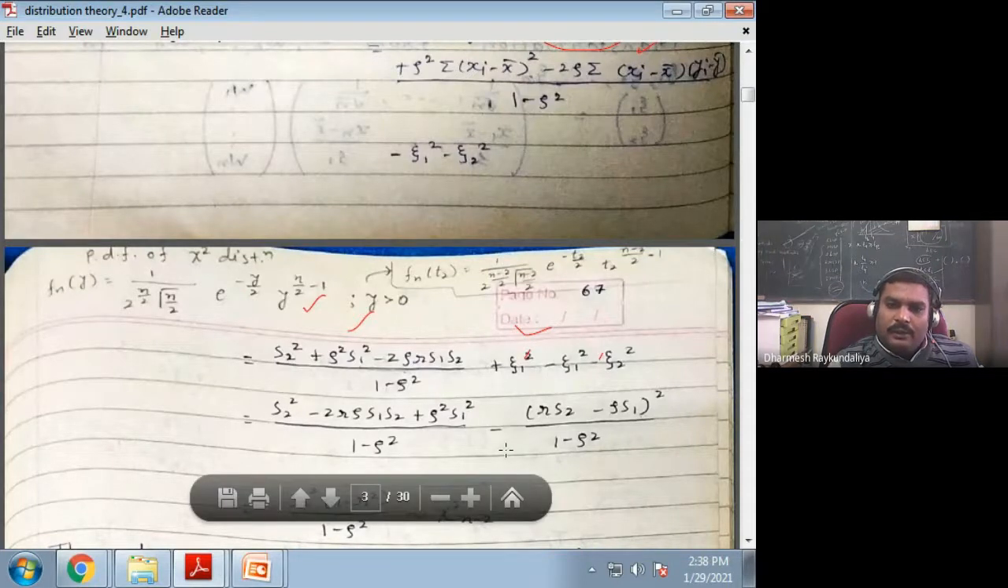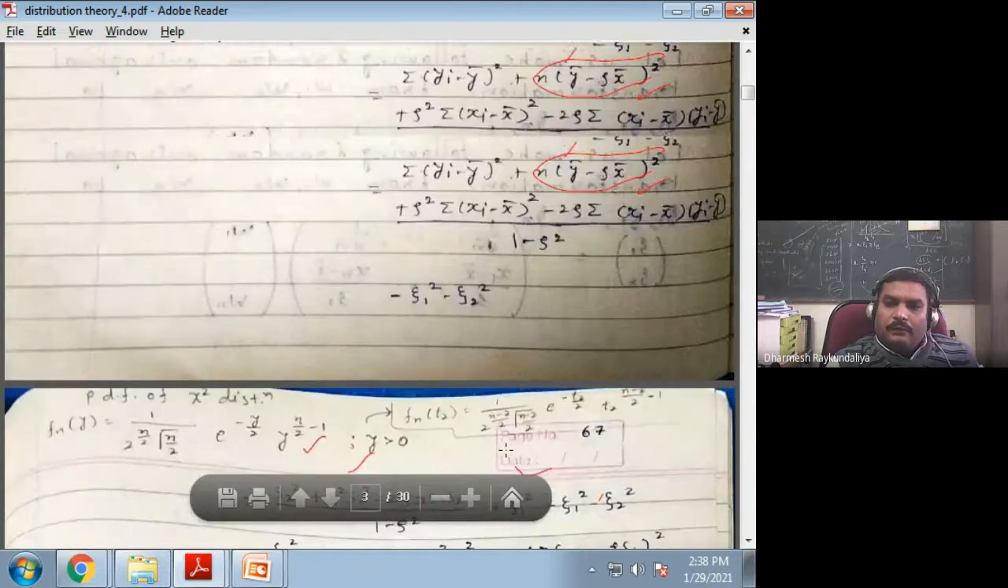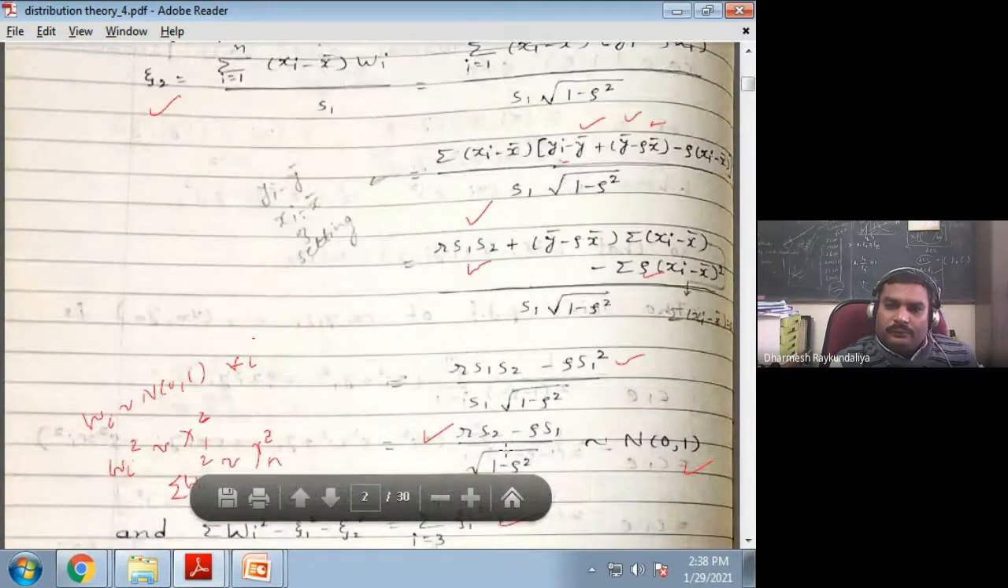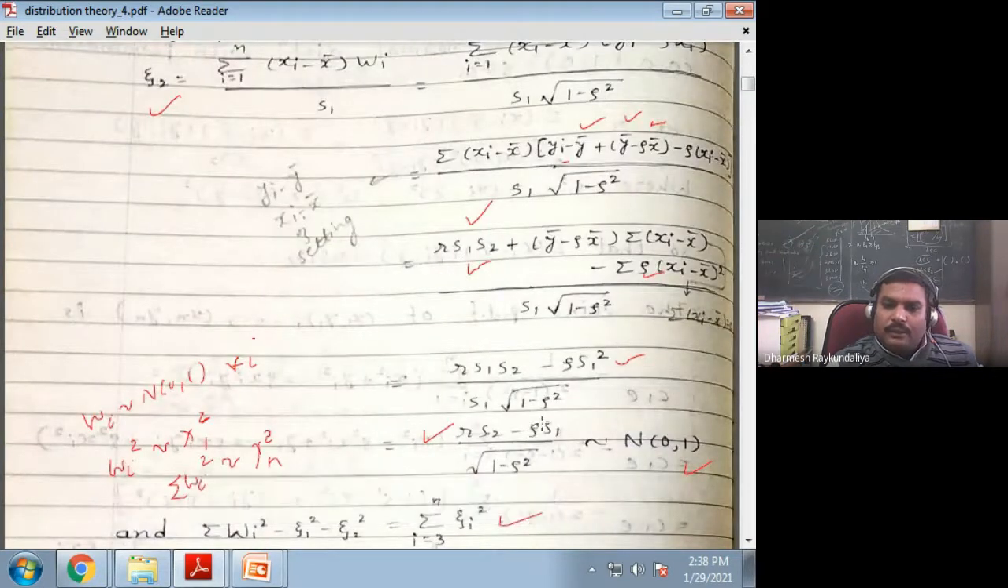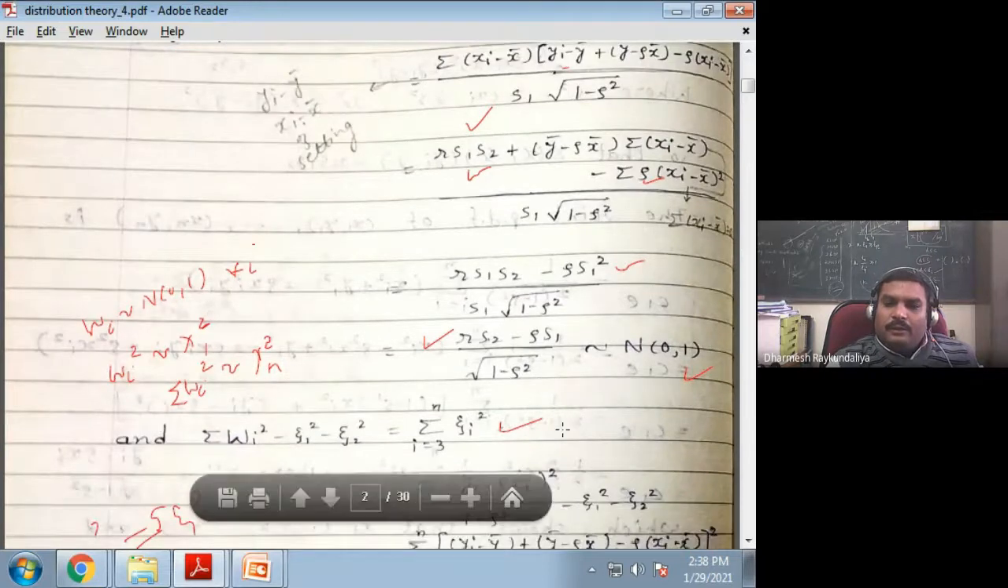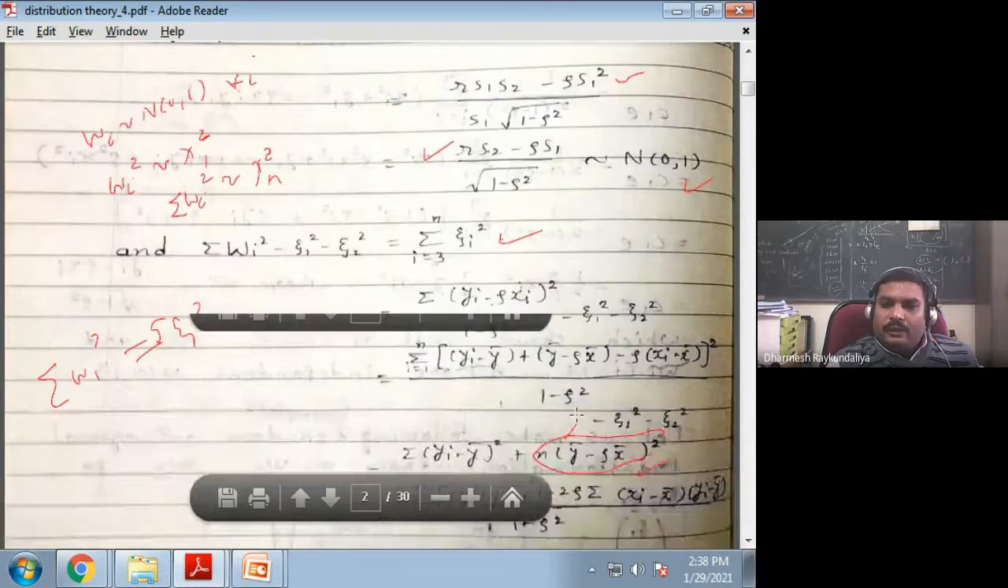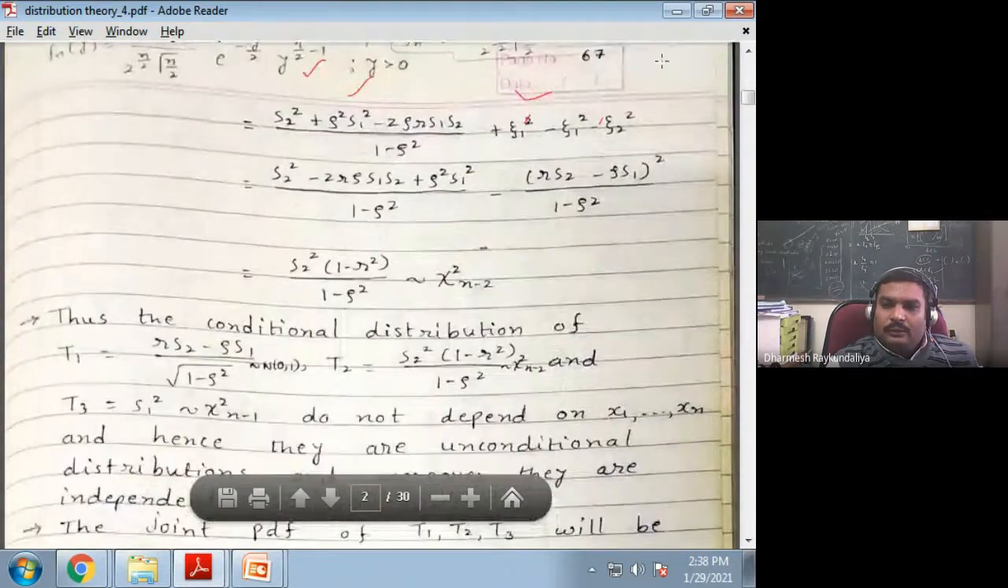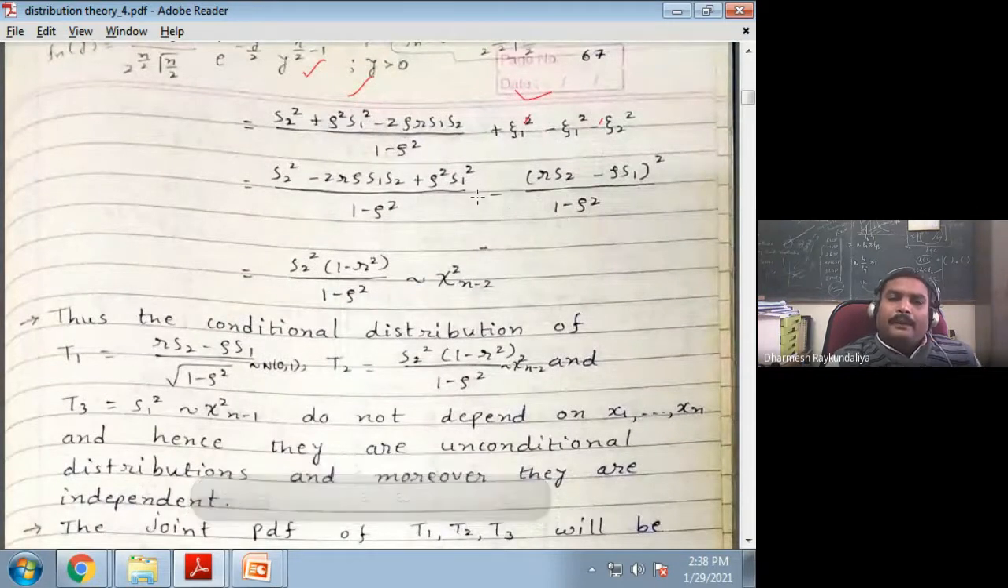This will cancel out with this. And what is xy2? Xy2 is nothing but r s2 minus rho s1 divided by square root of 1 minus rho square. So you just make the square of that. So this is the square. Now if you take the square of this, what will you get? r square s2 square, it is a minus, here s2 square plus. So it is s2 square times 1 minus r square upon 1 minus rho square.